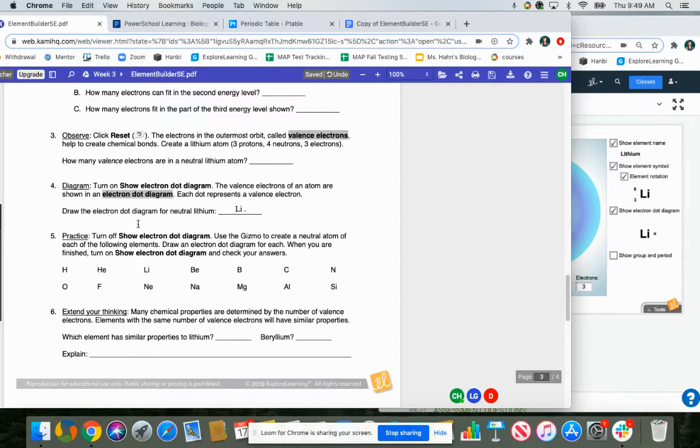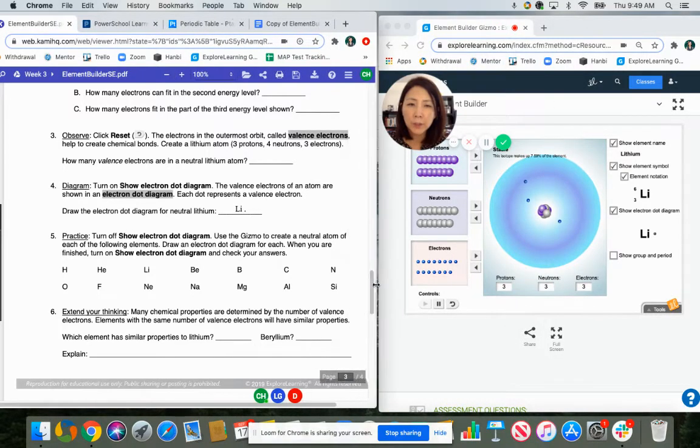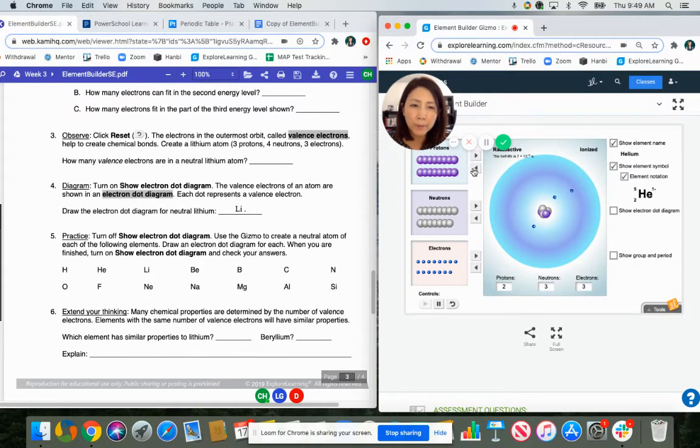Okay, and then you're going to be practicing. It says turn off, show the electron dot diagram. Okay, so I'll turn that off. And then you're going to use it to create a neutral atom of each of the following and try to draw the electron dot diagram. So hydrogen, it's going to start with number 1. So we'll just go back to number 1. Okay, hydrogen, and we'll keep everything neutral.